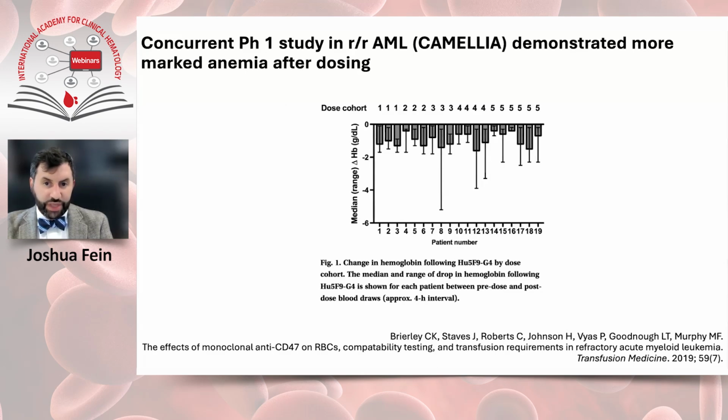So based on that, as I mentioned, there was a concurrent phase 1 study that was specifically in relapsed and refractory AML. This was the Camellia study. And here there was a phenomenon that was anticipated but was indeed seen of more marked anemia after that initial dose. So you'll see here the gray boxes are the median decrease over 4 hours across each of the doses that the patient received.